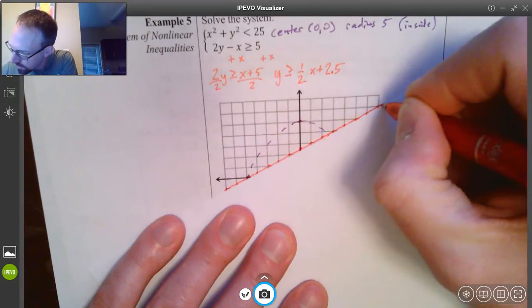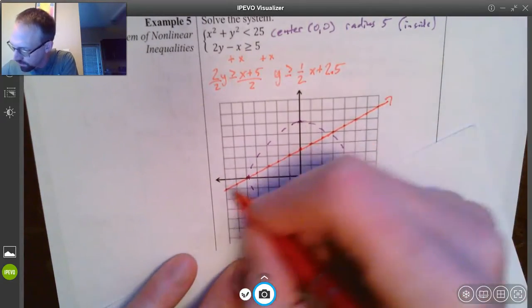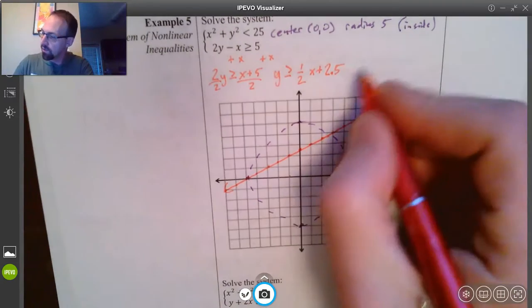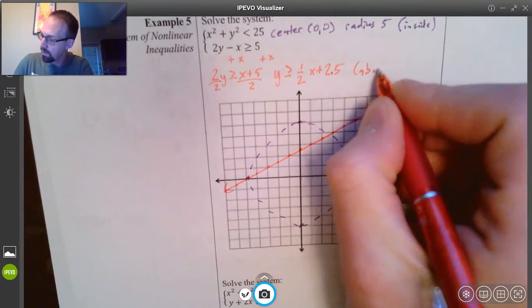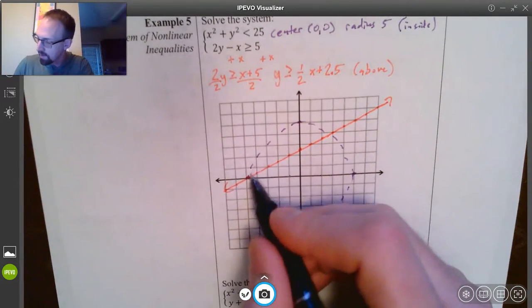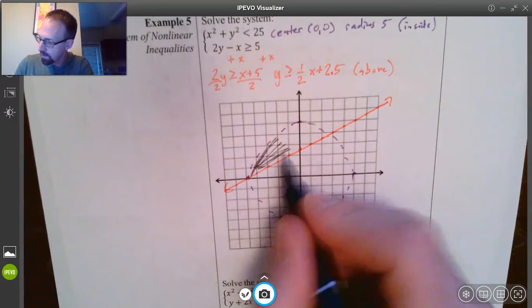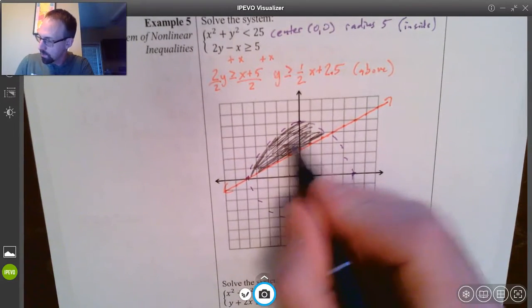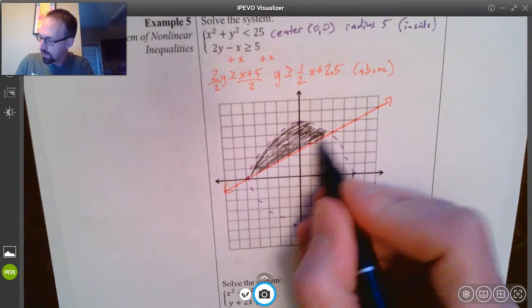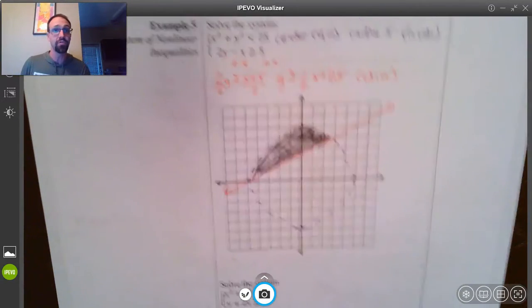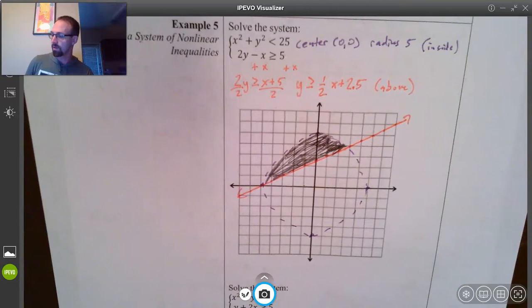And then again, checking a test point, if I check 0, 0, I get 0 is greater than or equal to 2.5. That's false, so you would shade away from that. So this is shading above the line. So then my final shading area is this part right here, because that is both inside the circle and above the line. So any point found within that region is a solution to both systems of inequalities.